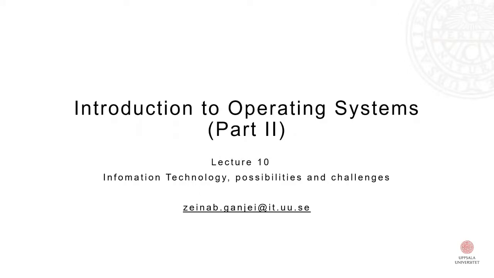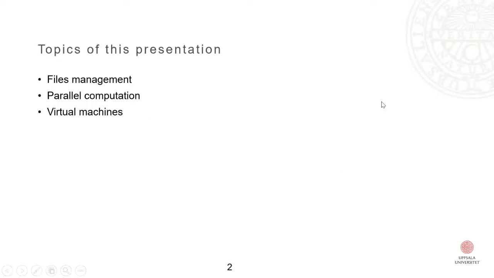In this lecture, we are going to continue talking about different functionalities and different tasks that operating systems do. In particular, we are going to talk about file management and directories that an operating system takes care of. And we're also going to talk about parallel computation. And at the end, we will talk about virtual machines, which using them you can have several operating systems on your machine.